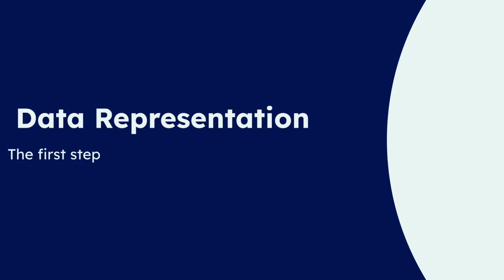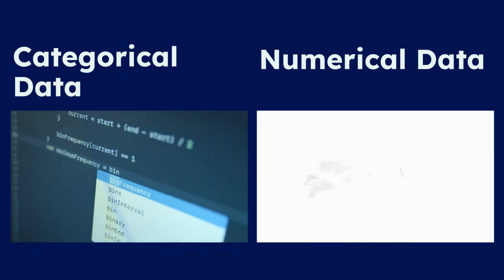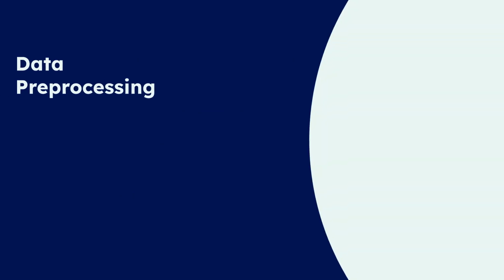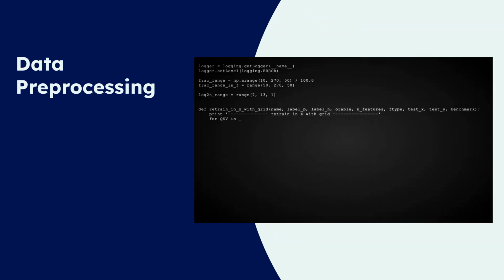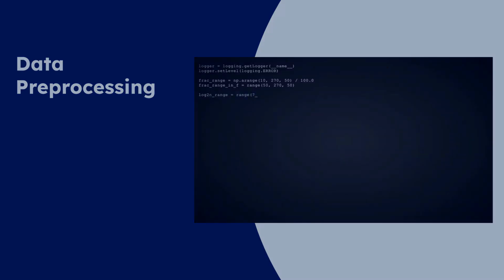Before a network can learn, the data must be properly represented. Neural networks can handle both numerical and categorical data types, each requiring a specific approach. Pre-processing is crucial. Numerical data often needs scaling, while categorical data requires encoding to be machine-readable.